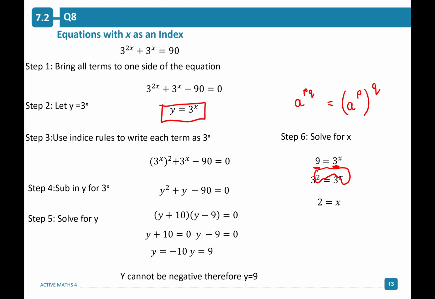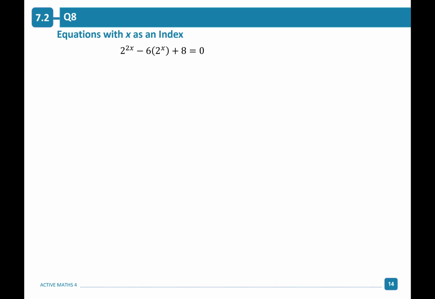Okay, so I'm going to continue with question 8. If you think you're faster than me, you work away with it. This is question 8, part 6. So I'm going to do question 8, part 6. 2 to the power of 2x minus 6 to the power of 2x plus 8 is equal to 0. You want to solve for x.